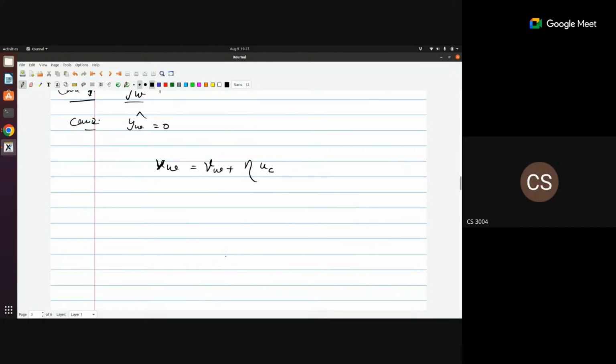Now let's stare at this. So when Y hat is equal to 0 or any value less than 1, then what are we doing? We are adding a fraction of UC to VW. What is VW? VW is a vector representation of word W. What is UC? UC is the vector representation of the context C. When VW is not what we want, we are adding a fraction of the context word's representation to VW.